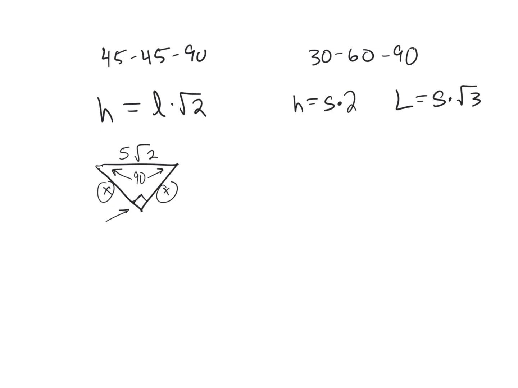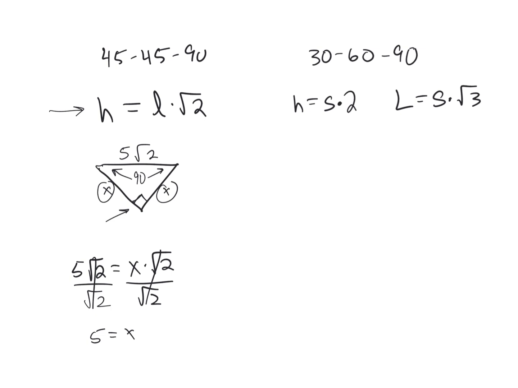What is the hypotenuse? I'm looking at this formula every time. The hypotenuse is 5 square root of 2. The leg is x, and you take that times the square root of 2. So how do we solve for x? By dividing off the square root of 2, and you get 5 equals x.